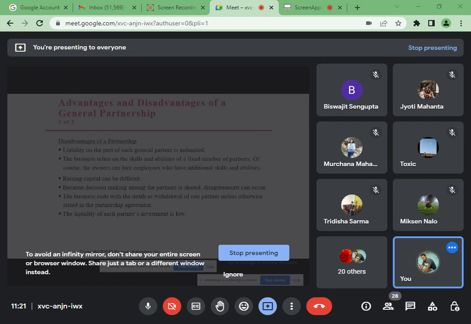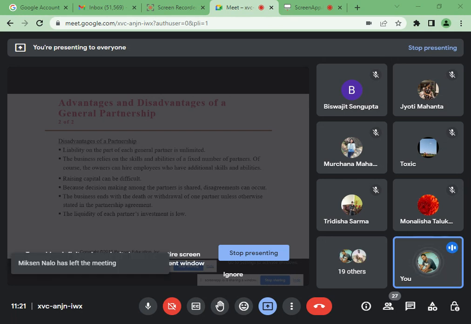Disadvantages of a partnership: liability on the part of each general partner is unlimited. The business relies on the skills and abilities of a fixed number of partners. Of course, the owners can hire employees who have additional skills and abilities. Raising capital can be difficult because decision making among the partners is shared. Disagreements can occur. The business ends with the death or withdrawal of one partner unless otherwise stated in the partnership agreement. The liquidity of each partner's investment is low. So these are a few disadvantages of partnership.